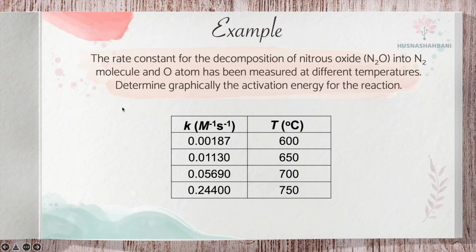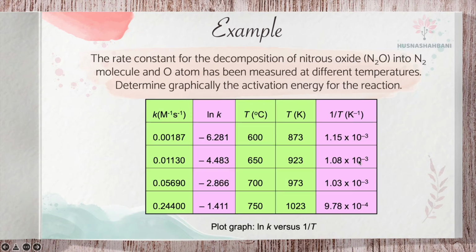Example, the rate constant for decomposition of nitrous oxide into nitrogen molecule and oxygen atom has been measured at different temperatures. Determine graphically the activation energy for the reaction. Here we have the values of k, the rate constant, and the temperature. Now we need to plot a graph. We need to find the activation energy, so we need to plot the graph of ln k on the y-axis and 1 over temperature on the x-axis.